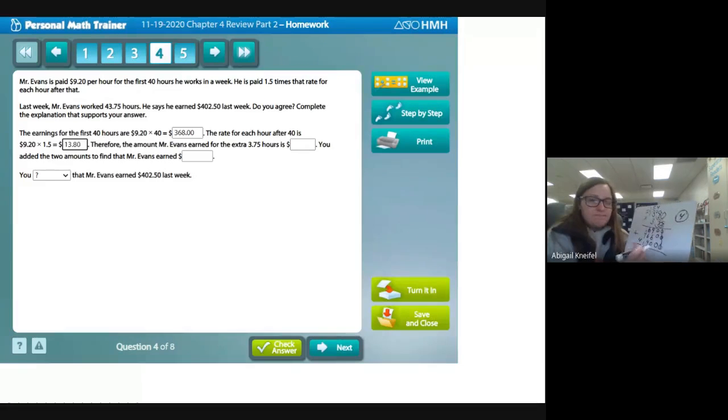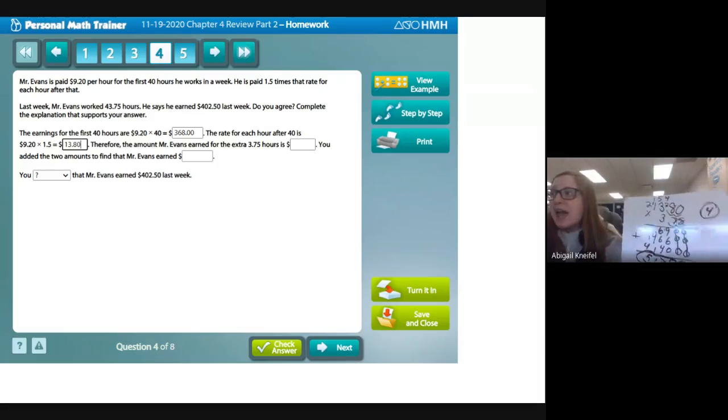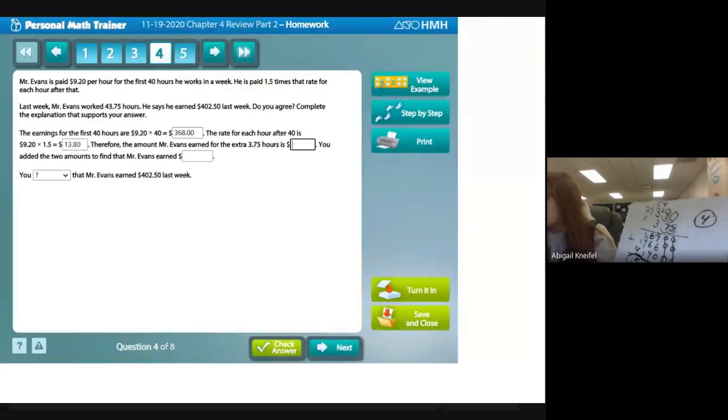3 zeros, 0. 3 zeros, 0. 9 plus 6 is 15. Carry my 1. 6 plus 6 plus 4 plus 1 is 17. Carry. 9 plus 1 plus 1 is 11. Carry. So my answer is he earned $51.75 for those extra hours, okay?